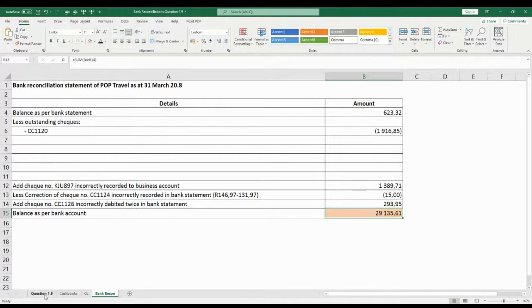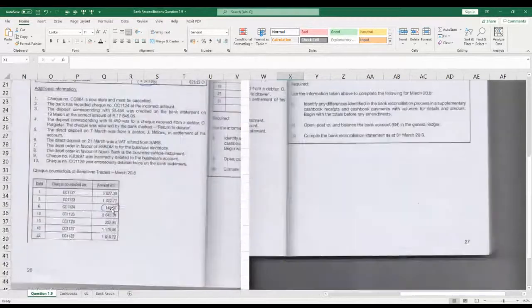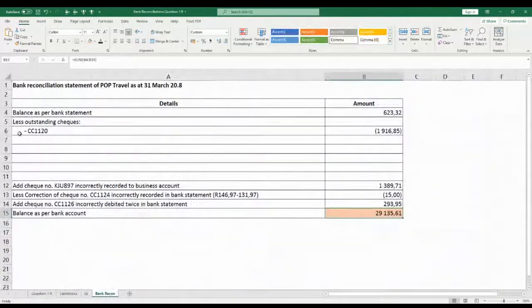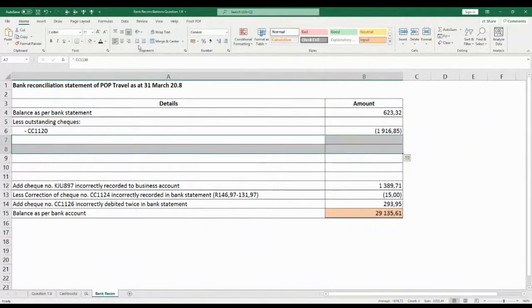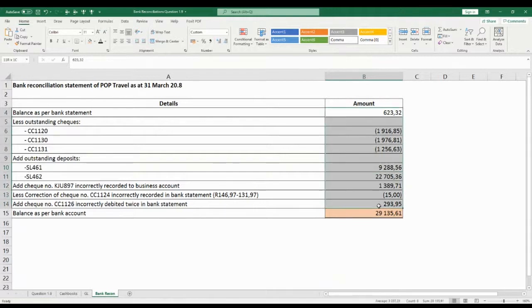Okay, now let's quickly see what is still outstanding. What have we circled but not accounted for? So we have to go back to our list here. So there's two checks on our counterfoils that haven't gone through our bank statement, as well as two deposits. Now if I enter those two checks as well, and I then add the outstanding deposits, and I add all of that together, you get to the 29,135,000.